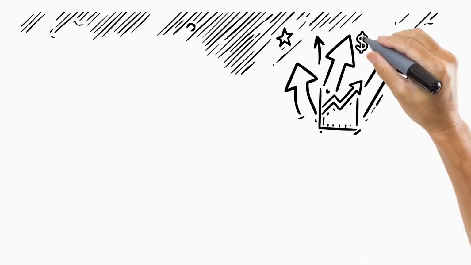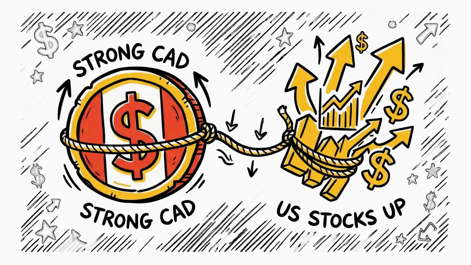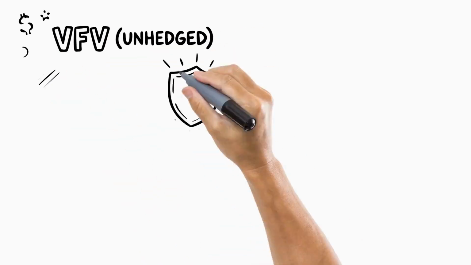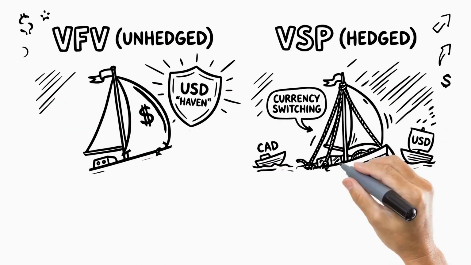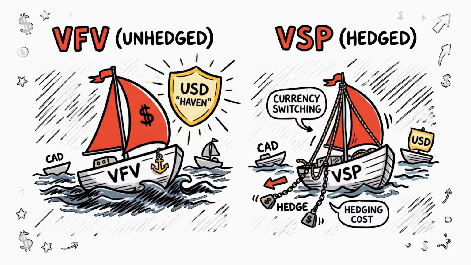However, the opposite is true. If the Canadian dollar gets stronger, it acts like an anchor, dragging down your returns even if the US stocks are doing well. Most long-term investors prefer VFV over the hedged version, VSP, because hedging has a cost, and historically the US dollar has been a safer haven currency.